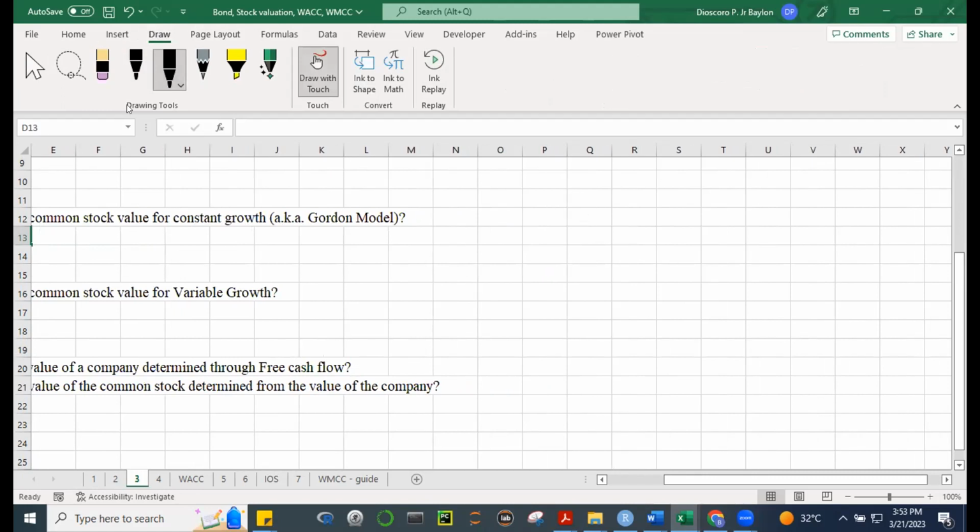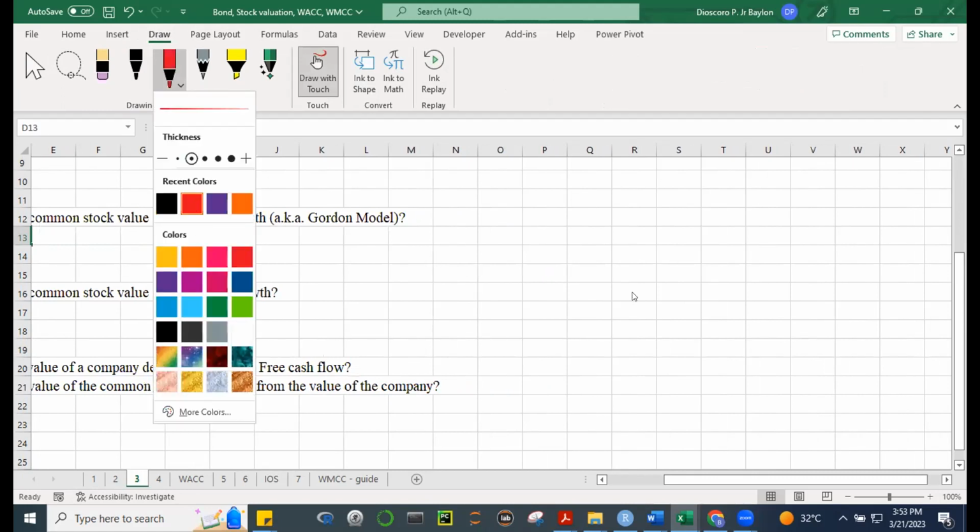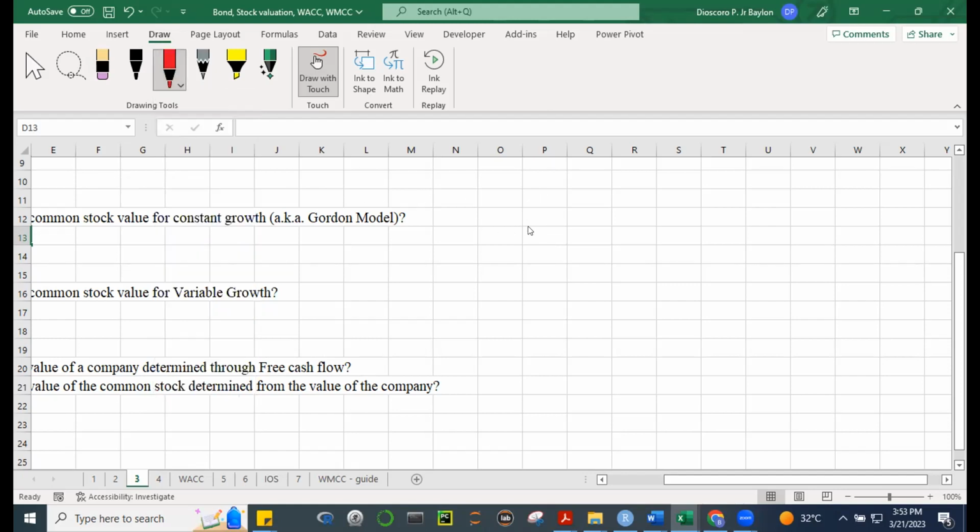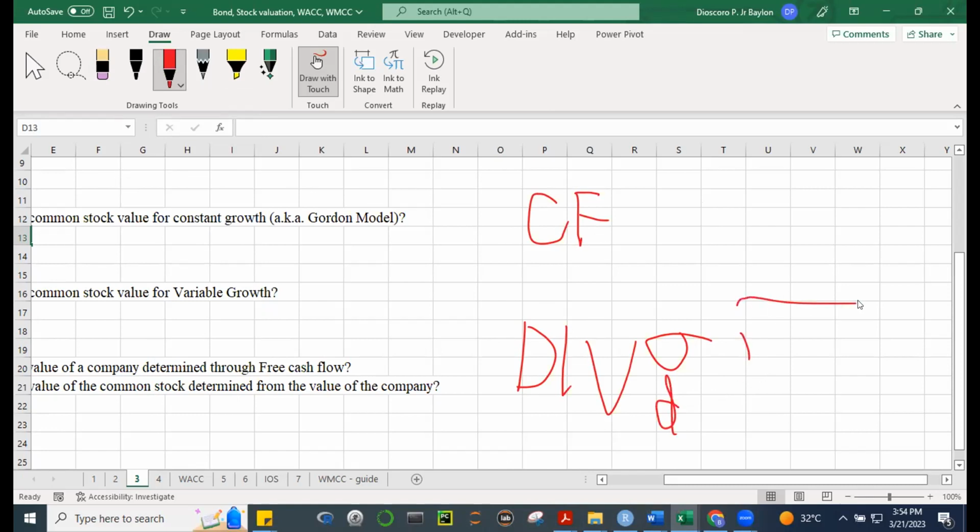Suppose you have this. Either the basis is your cash flow, usually the free cash flow, or your dividends. Let's assume that we're using dividends. So the dividend now is a certain value D. Next year, we expect that this dividend will grow at a constant growth rate of G, infinitely.